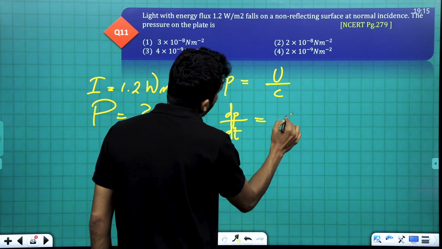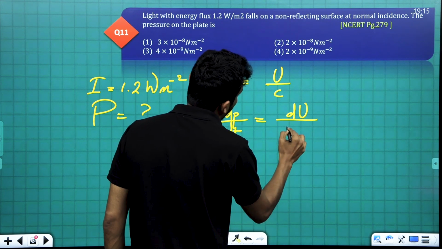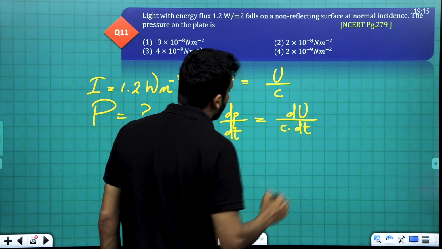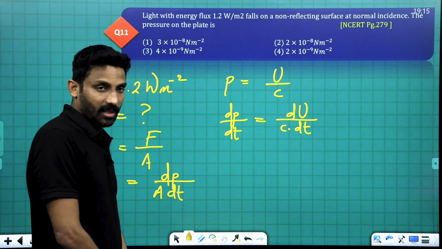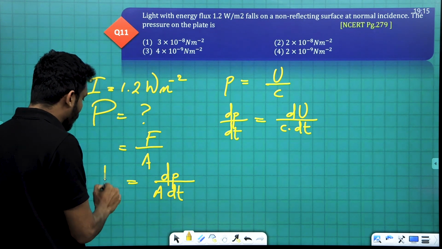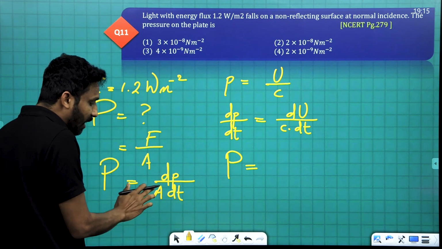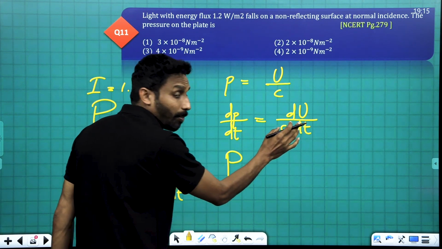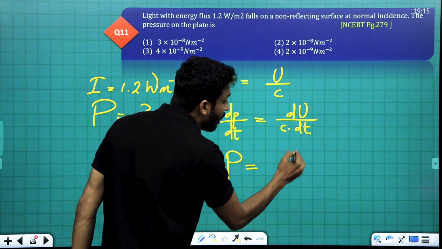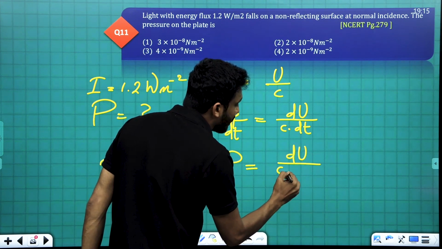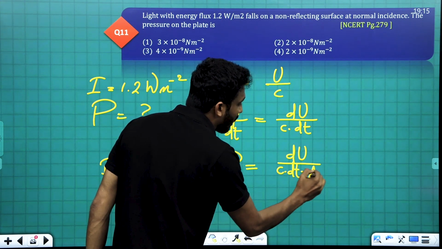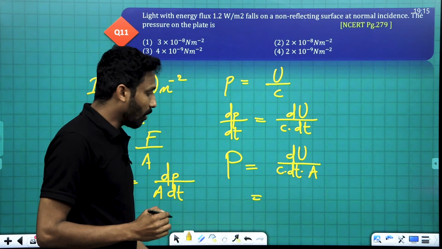dP by dt is equal to dU divided by c dt. Clear? Then what about this pressure? This pressure is equal to dP by dt divided by area. So dU divided by c dt, divided by area. Good. Now you just check.